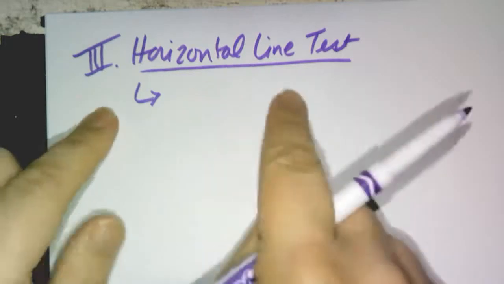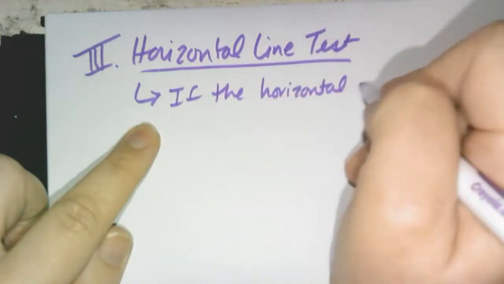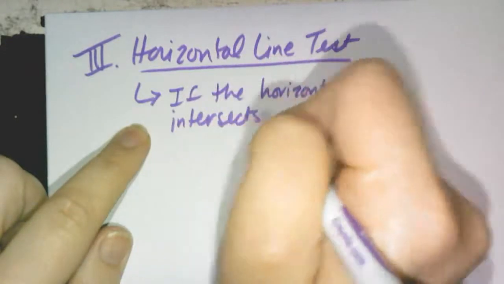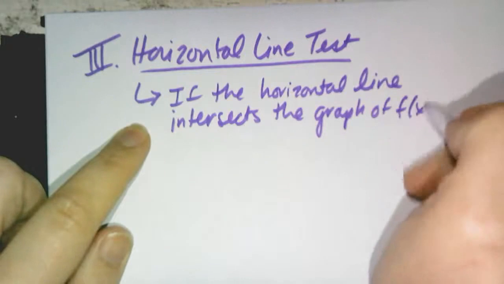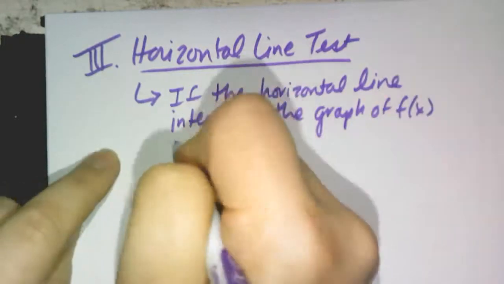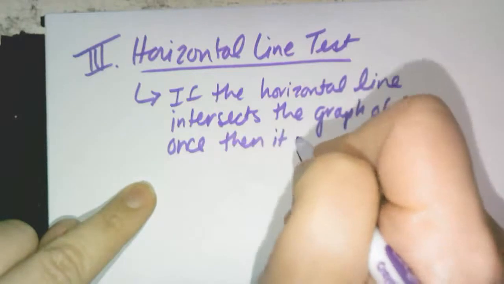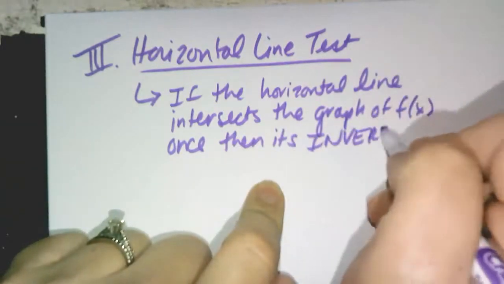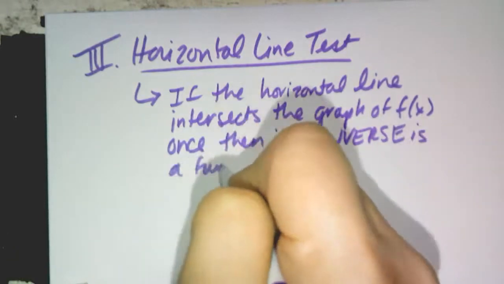The horizontal line test is, write this down: if the horizontal line intersects the graph of f of x once, then its inverse, in capital letters, is a function.